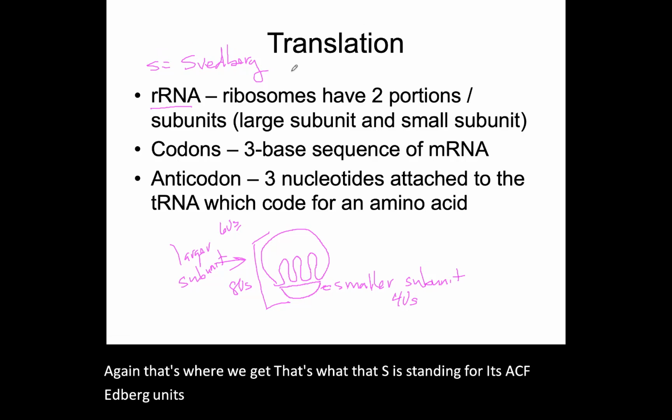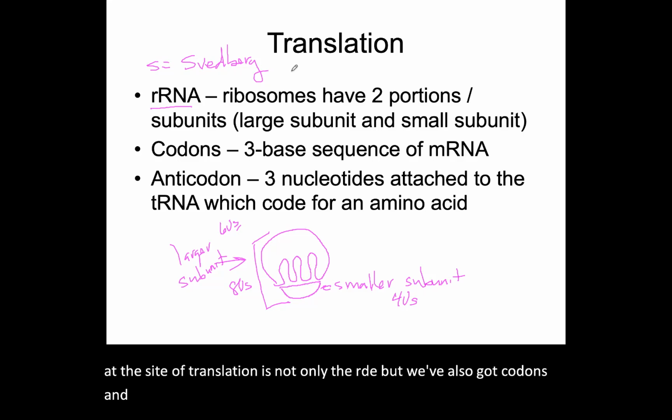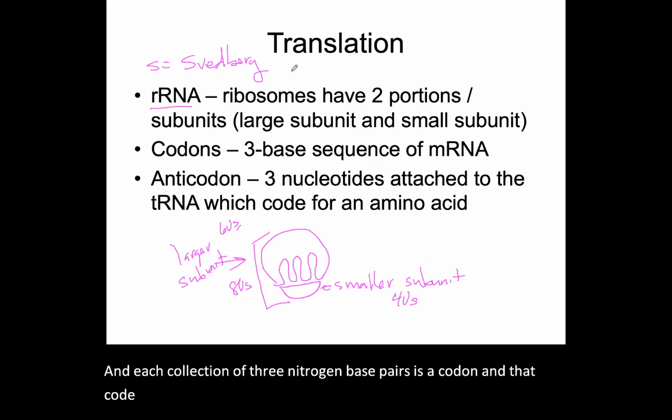But the other things that we need to consider here at the site of translation is not only the rRNA, but we've also got codons. We take the messenger RNA and divide it up into groups of 3 nitrogen bases. Each collection of 3 nitrogen bases is a codon, and that codon codes for an amino acid.